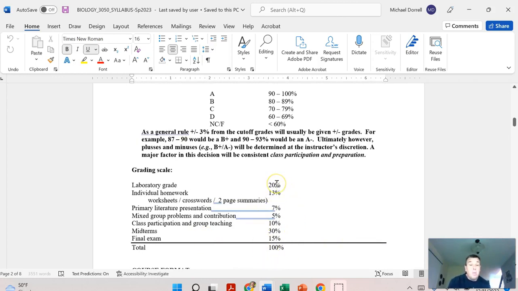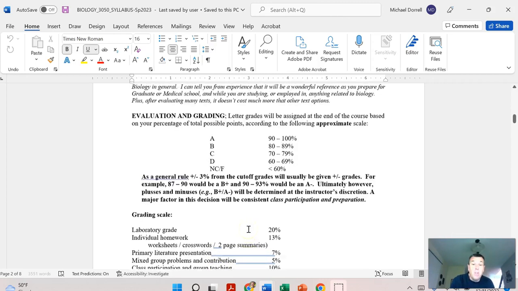So you can see the lab is a big part of it. We'll talk about the lab a little bit more. But a lot of this, as you're going to learn, is a discussion format called Jigsaw. This is a little bit of a different format than you're probably used to. Within this, there's a lot of participation and group teaching and things like that that are going to be a big part of this. So really just being a good participant and a good peer and teammate and classmate is going to weigh a fair amount on your grade as well.